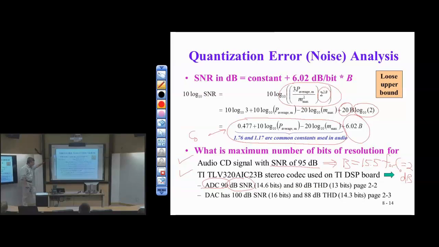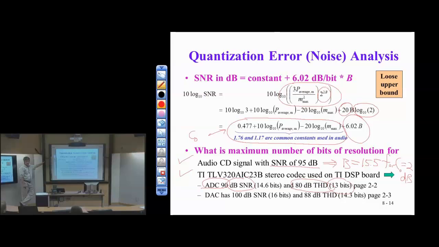Now, the good news is we'll talk about the DAC, it's a little bit better. There's another type of measurement called total harmonic distortion, which I have a slide on coming up next. That's 80 dB, which means you really have 13 bits. This is if you input just a single tone at 1 kilohertz, how much accuracy do you have? 13 bits. So it's not even as good as 14.